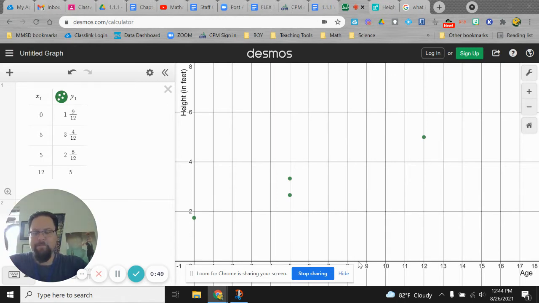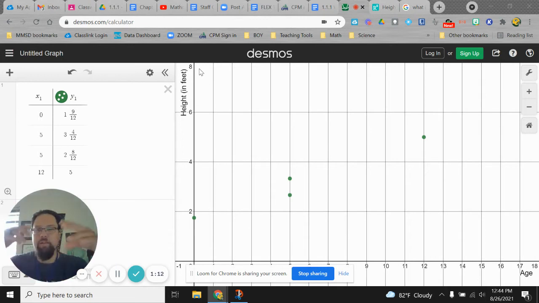Essentially, a graph is just two number lines that come together. We got one on the horizontal axis. In this case, the x-axis is age. That's the variable. There's an important vocabulary word. The variable for the x-axis is age. If you look at the y-axis, the variable for the y-axis is height in feet.